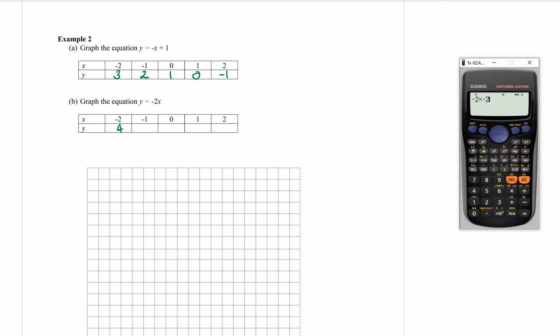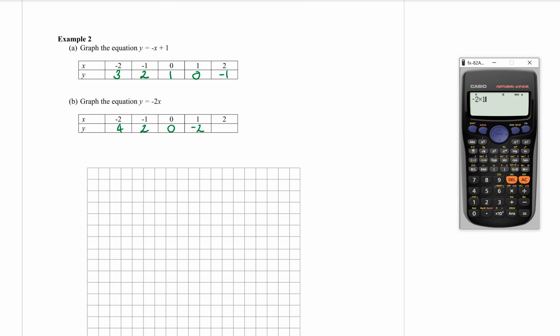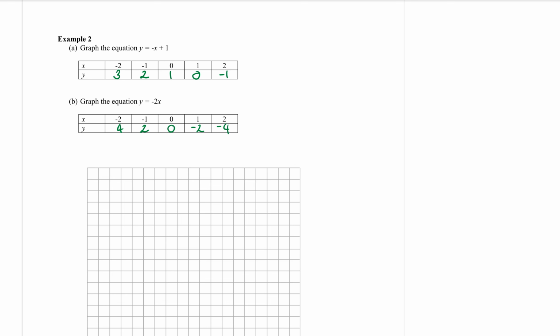Then I want minus 2 times minus 1, and that's 2. Then I want minus 2 times 0, which is 0. Minus 2 times 1 is minus 2, and minus 2 times 2 is minus 4.